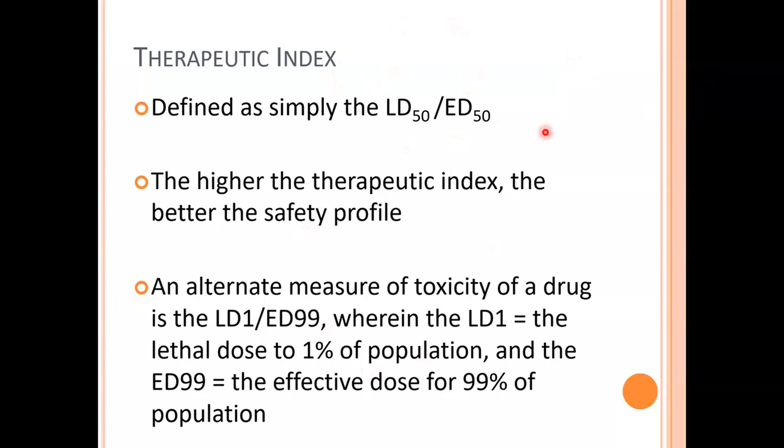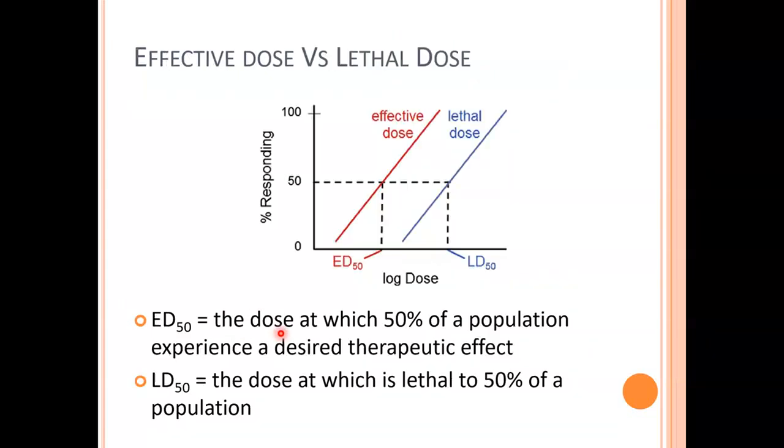Now, there is an alternate measure. There is the LD1 divided by the ED99. So the LD1 in this case will be down here. We need to kind of imagine that this red line is further in this direction because the ED99 would be up here. And we kind of hope that this will be down this way to allow us to divide the numbers together. Now, this would not be a particularly safe drug. We do not want our drug to look like this because it means that, let's say we absolutely can't take the drug if anyone's going to die, for starters.